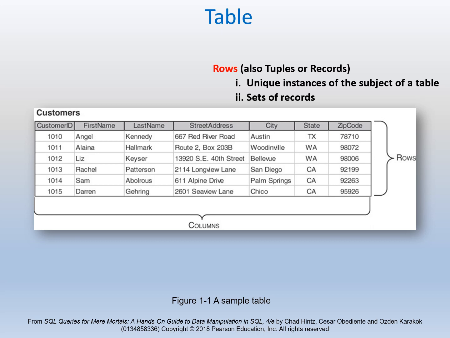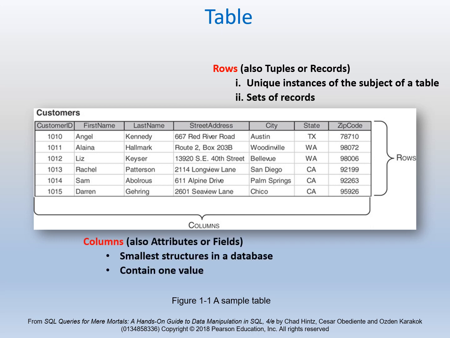A table consists of rows, which are also called tuples or records, and a table consists of columns, which are sometimes referred to as attributes or fields. In general, when we are discussing an entity and the logical description of that entity, we use the term attributes. When we are discussing the design of that entity on a form or a website, we use the term fields.